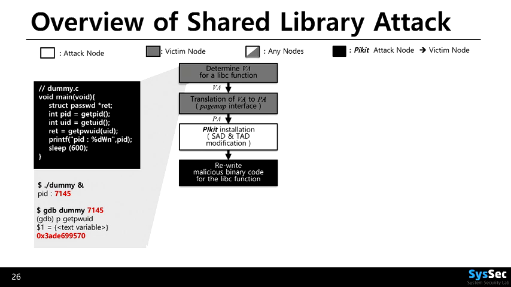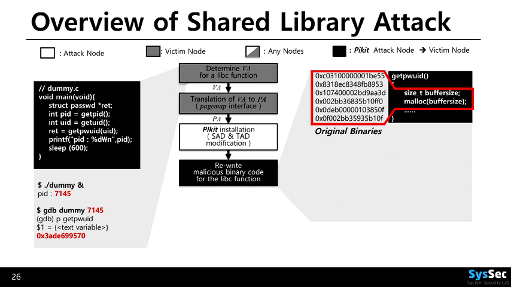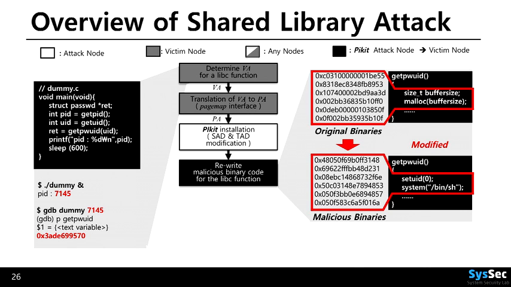So after PIkit is installed, the attacker can overwrite runtime code in the memory. In the paper, we changed the first 48 bytes of KPWID with simple shellcode that changes the UID and executes another bash shell. Here, even though the library is loaded in a non-writable memory region, the PIkit bypasses any operating system's page permission checks.